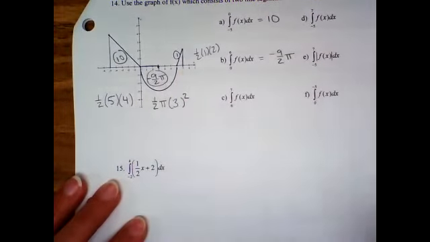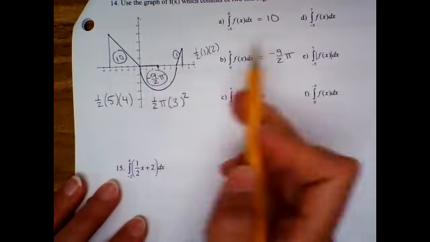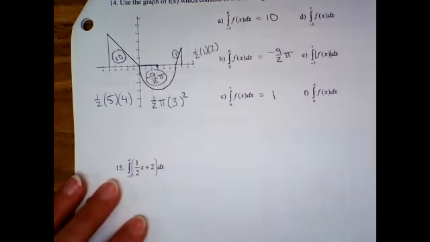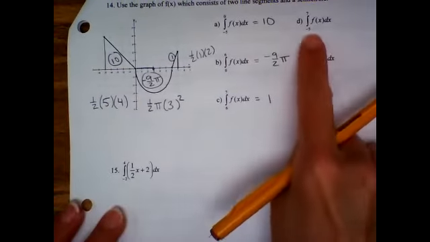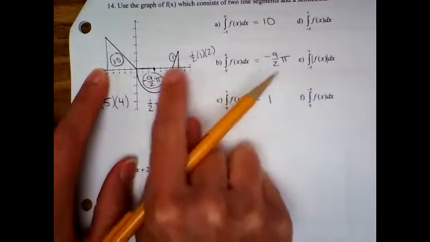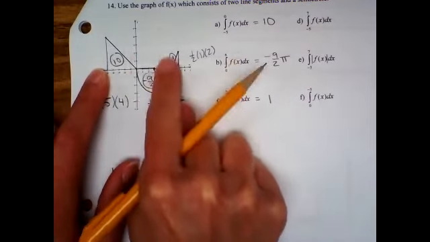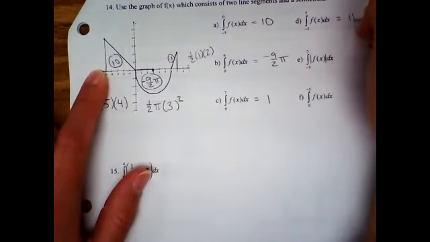Yep, negative 9/2 pi. I made the first 3 just finding this. From 6 to 7 is 1. Just don't forget what you're actually doing. The integral means the area under the graph. Okay. Now from -5 to 7, that's the whole thing. So you'd have to add all those up. So 10 plus 1 is 11, and then minus the 9/2 pi.